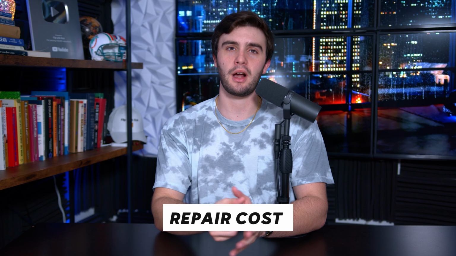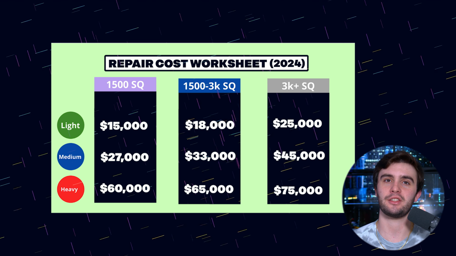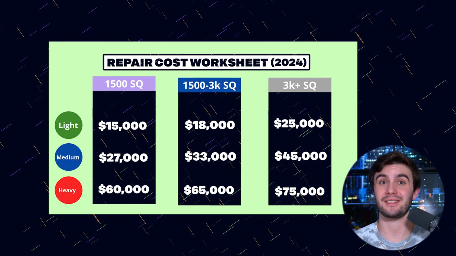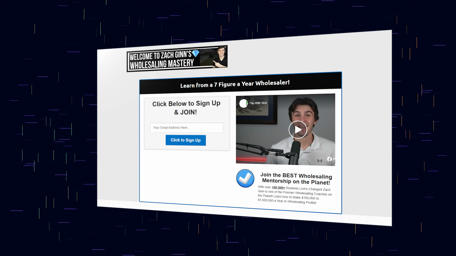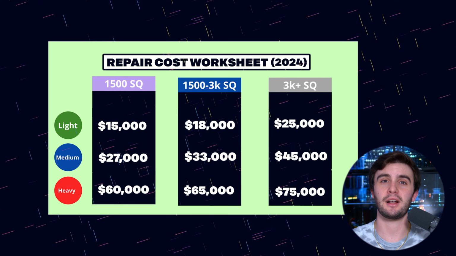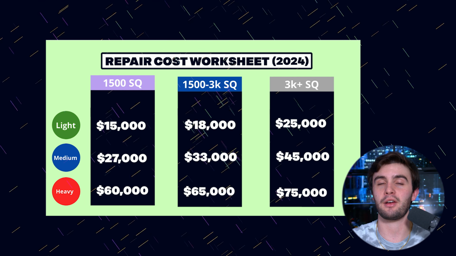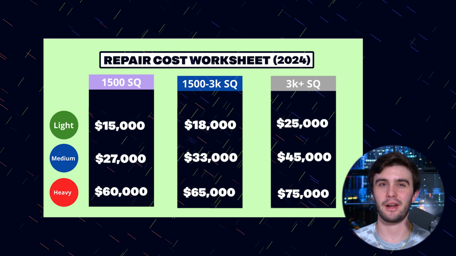Once we figure out ARV, all we have to do is add in what the repair cost is going to be. We actually have a really easy handy dandy chart right here, 2024. It's my quick repair cost guide. It's pretty simple based off of light, medium, and heavy repair costs. Now, in my free wholesaling course, freewholesaling.com, I actually break down exactly what constitutes light repair, medium repair, and heavy repair. It's really not that crazy or advanced.